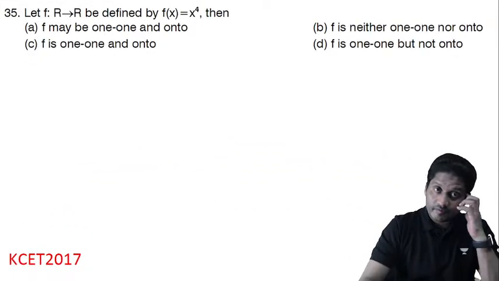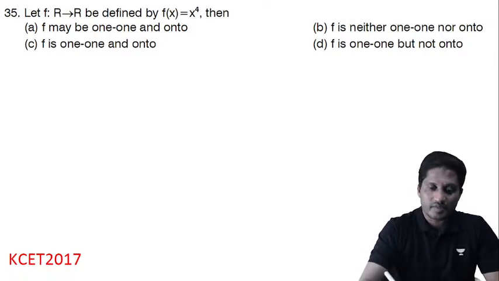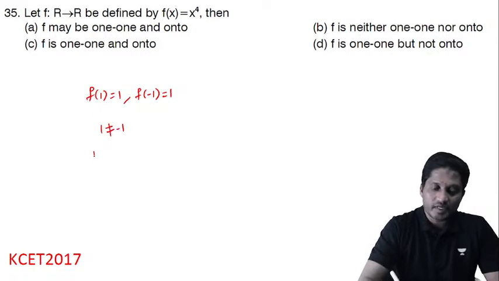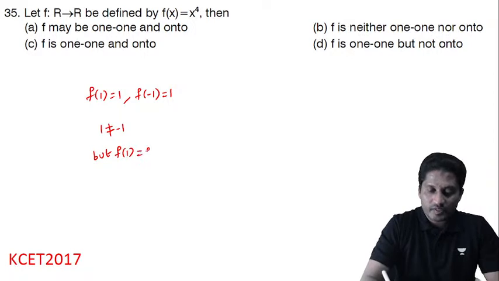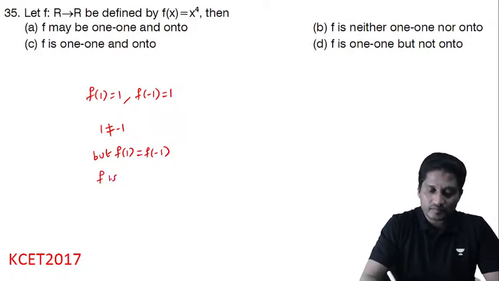Okay, f is a mapping from R to R. F of x is equal to x power 4. Is it one-one or onto? See guys, when you have x power 4, different inputs will have the same output. So f of 1 will be 1, f of minus 1 will also be equal to 1. So 1 is not equal to minus 1, but f of 1 will be equal to f of minus 1. So different inputs will have the same output. That's why f is not one-one.